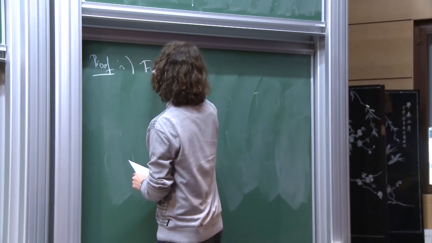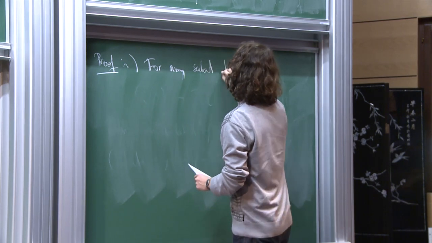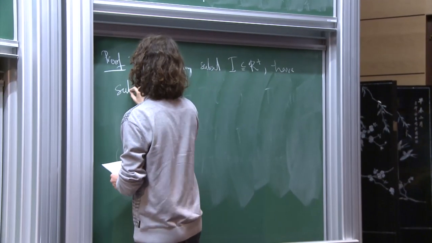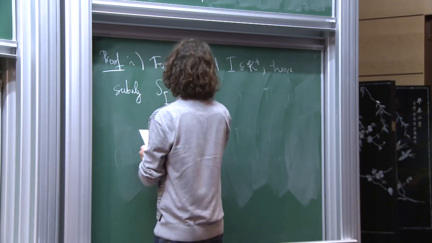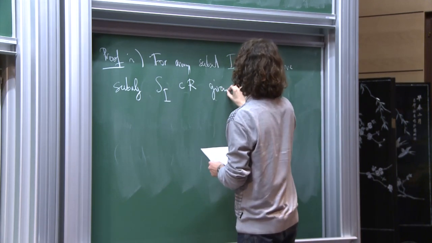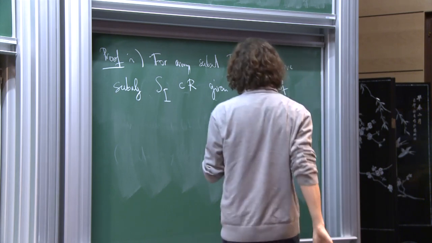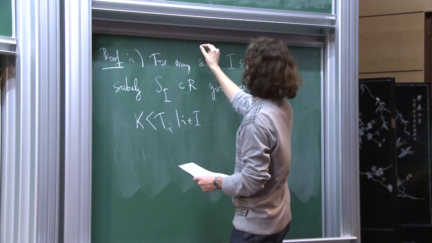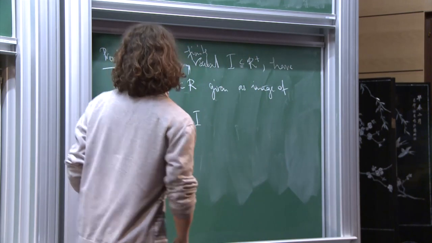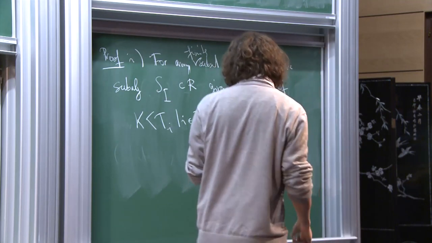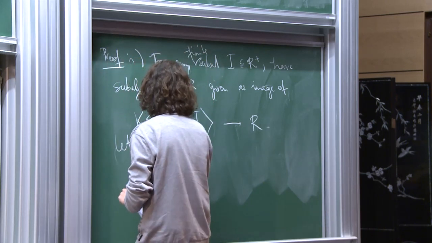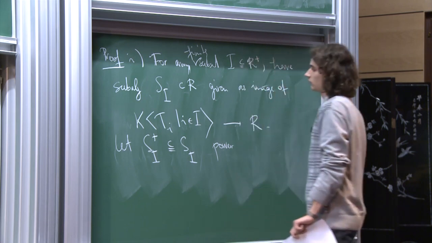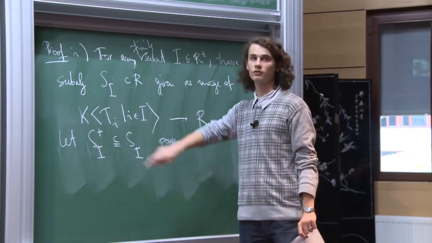So for any subset I in R plus, we consider the subalgebra SI in R, given as the image of the quotient map from a polynomial algebra F, I should say finite, mapping to R. And let SI plus and SI be the power bounded elements. Well, convergent power series somehow, so the coefficients go to 0.